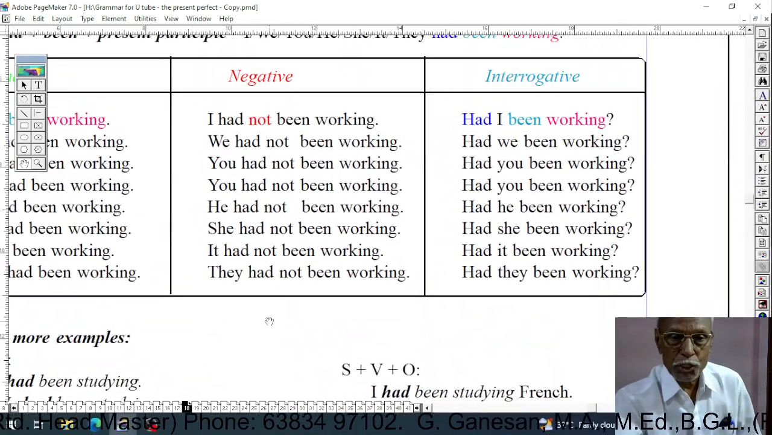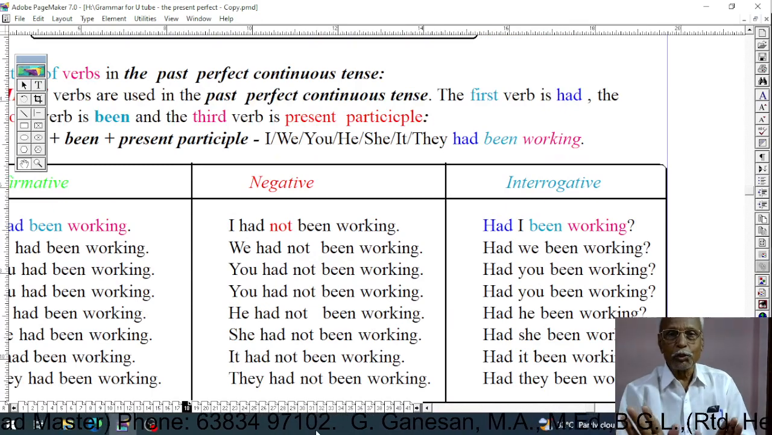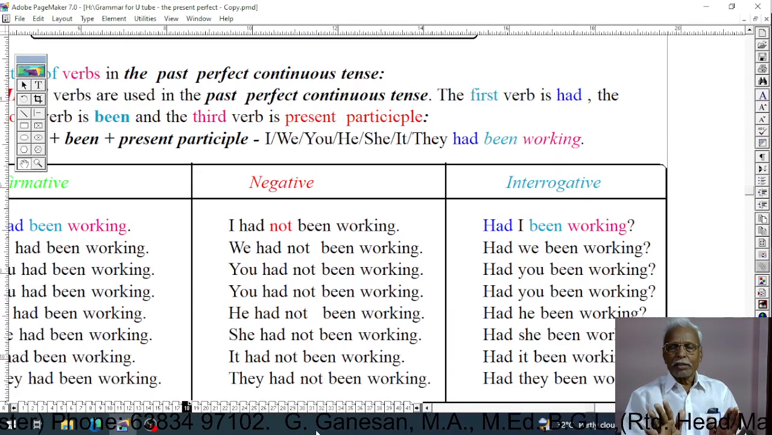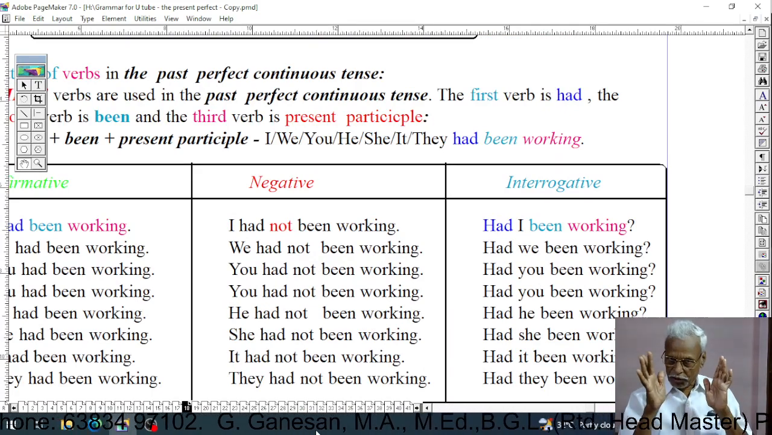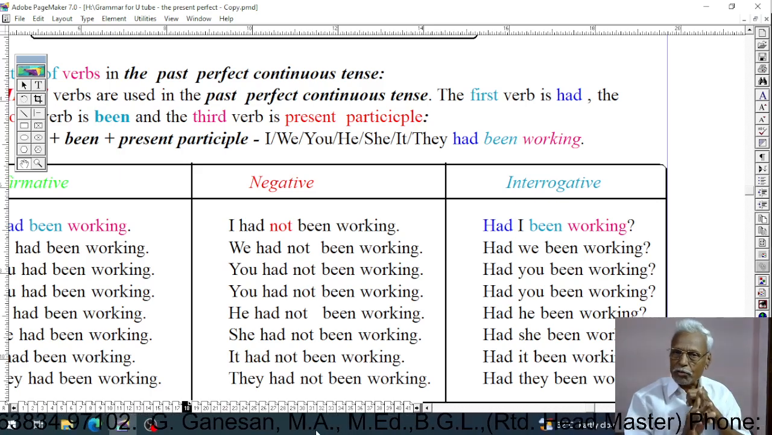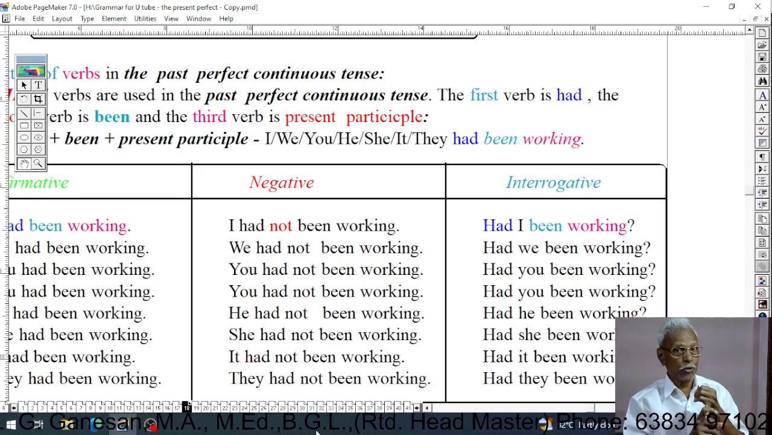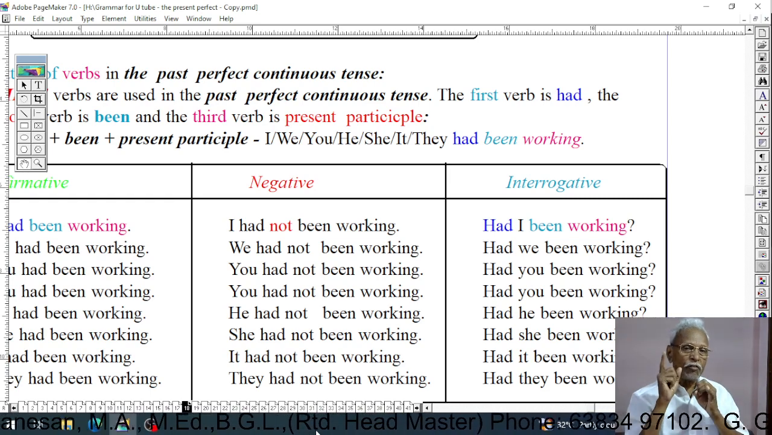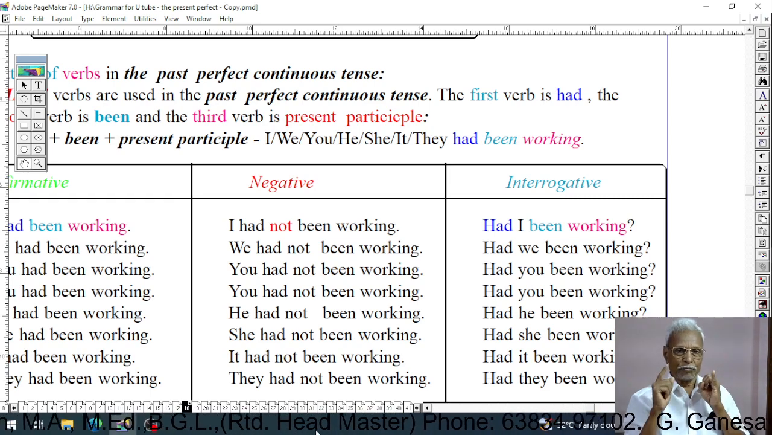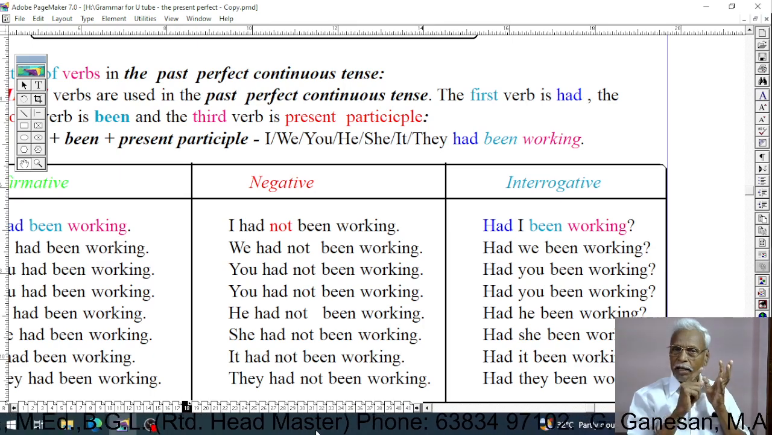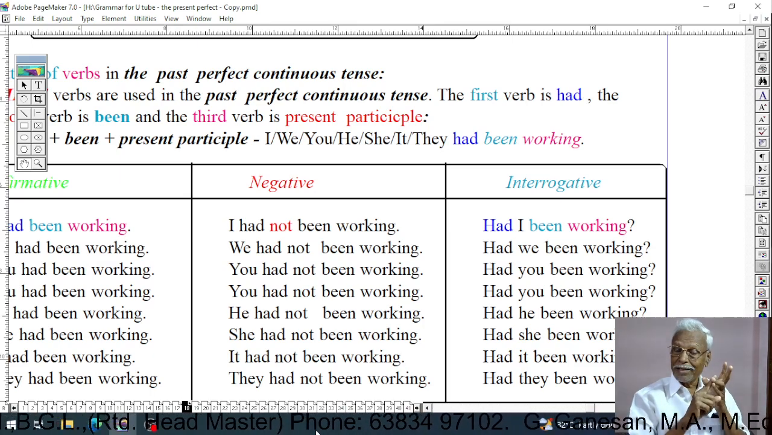My dear students, you simply bear in mind: in the past perfect continuous tense, three verbs are used. The first verb is had, not had. Don't pronounce it as had. When it functions as a finite verb, it's formally have, has, had.